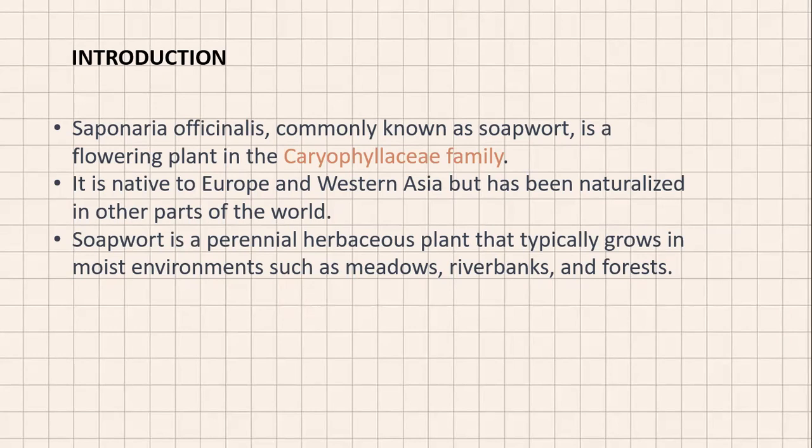Saponaria officinalis, which is commonly known as soapwort, is a flowering plant in the Caryophyllaceae family. It is native to Europe and Western Asia, but has been naturalized in other parts of the world too. Soapwort is a perennial herbaceous plant that typically grows in moist environments such as meadows, riverbanks, and forests.